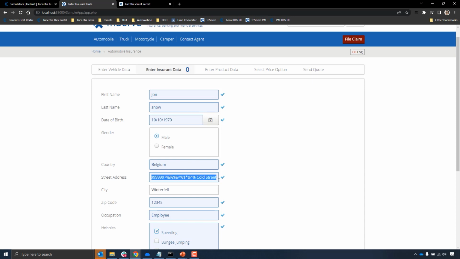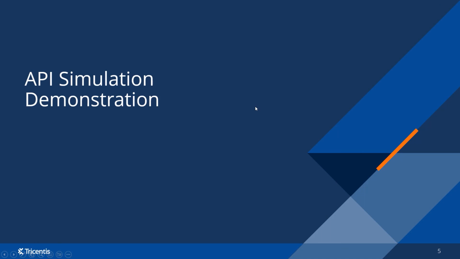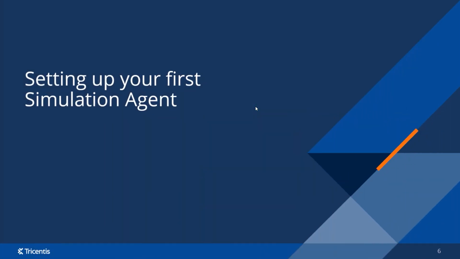Here I see I might have a defect. This field doesn't actually let me know that the characters are too long. So in general, that's how API simulation works. Let me walk you through how to set up your first simulation agent.